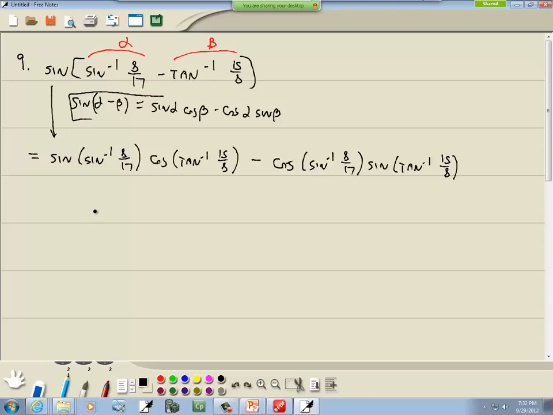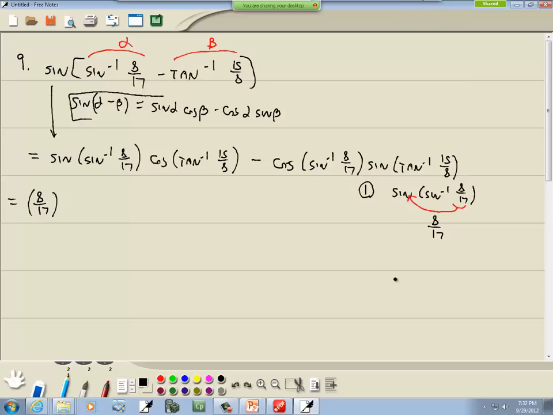Well, now the first one here is pretty easy. I wonder if I shouldn't maybe do them over here. That might be best. First off, we got sine of inverse sine of 8/17. That's our first little piece right here. Well, if this value is valid for this value, then these are just going to cancel each other out, and this will give us 8/17. So this part right here becomes 8/17.